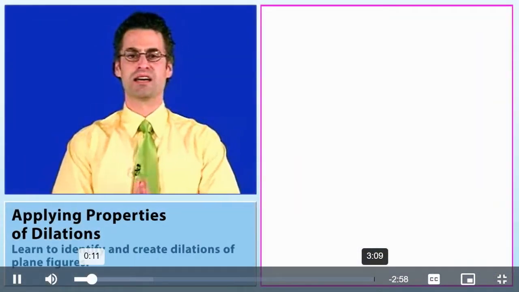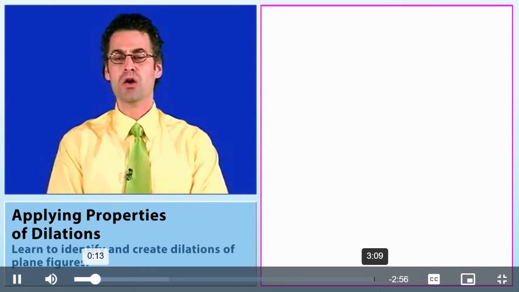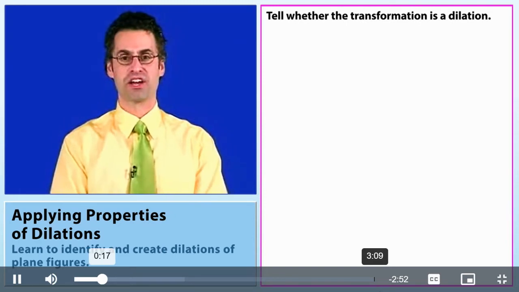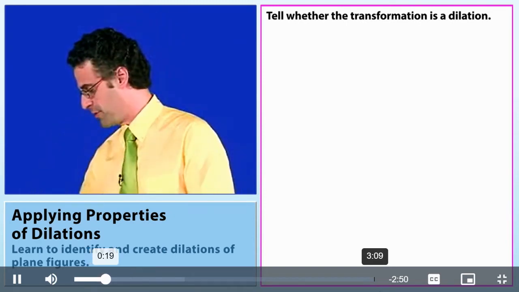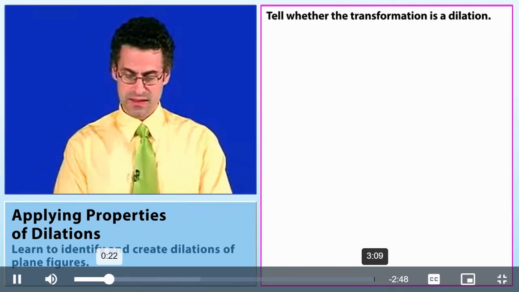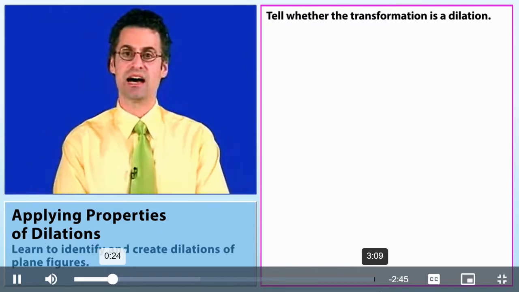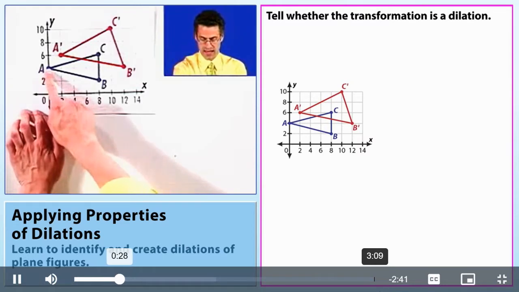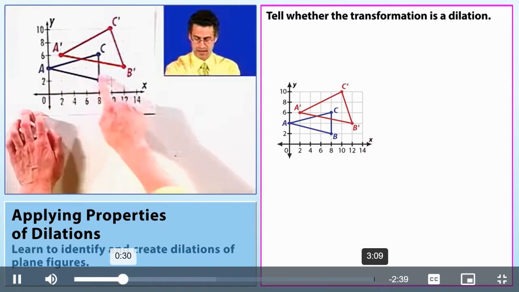So a dilation is a particular type of transformation where we change the size but not the shape of a particular object. So let's take a look at an example and see whether, in fact, this particular transformation is a dilation or not.